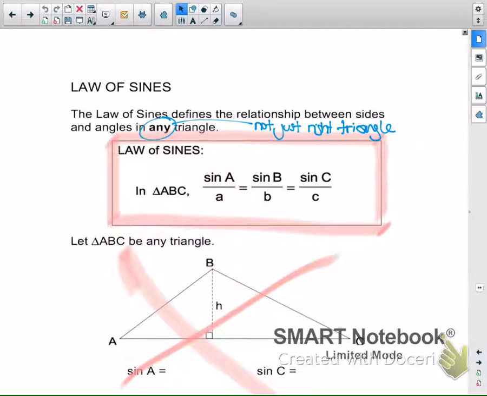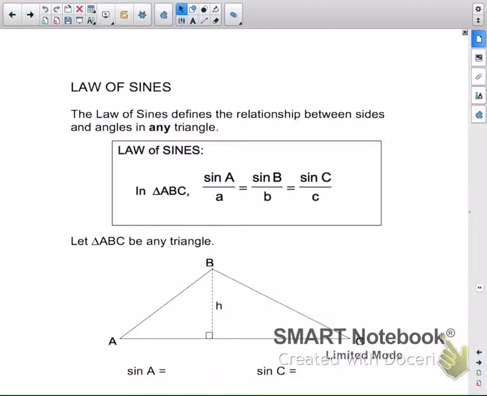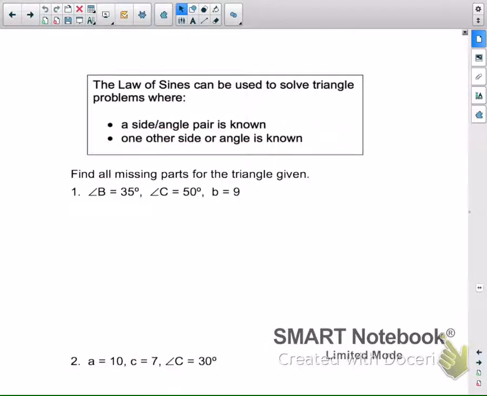What you do need in order to use the law of sines, which you see on the back page here, is you need to have at least one side and angle pair. And what that means is you either need angle A with its side, angle B with its side, or angle C with its side. If you don't have at least one set, you can't have one piece of A, one piece of B, one piece of C. It doesn't work for a law of sines. So you need at least one angle side pair, which is what it says on the box on the back, and you need at least one other angle or side.